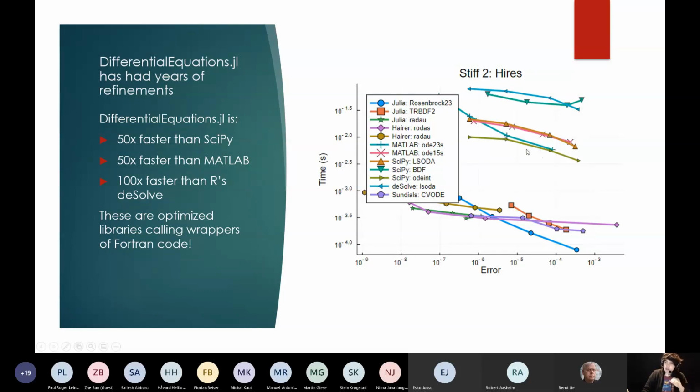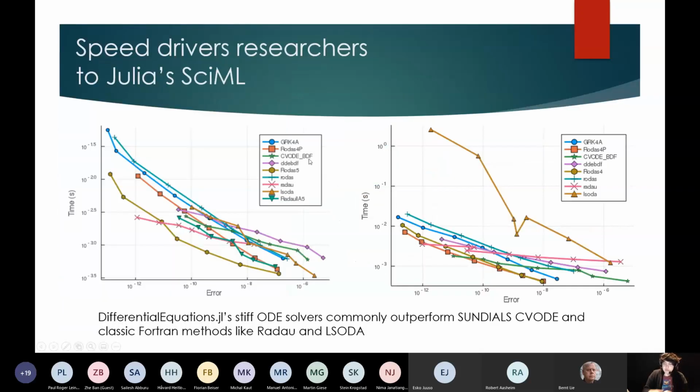But there's actually something else that you see in the slide here, which is that even if you do it directly against C++ and Fortran methods, the best performing methods also tend to be these pure Julian ones. And routinely, what you'll see is that the stiff ODE solvers and the non-stiff ODE solvers, but I'd like to highlight the stiff ones for people who are really deep in, because most real equations are stiff, right? The stiff ODE solvers tend to routinely outperform those of Sundials CVODE and the classic Fortran methods like Radau and LSODA. And you can go to SciMLBenchmarks.jl and see benchmark after benchmark after benchmark.